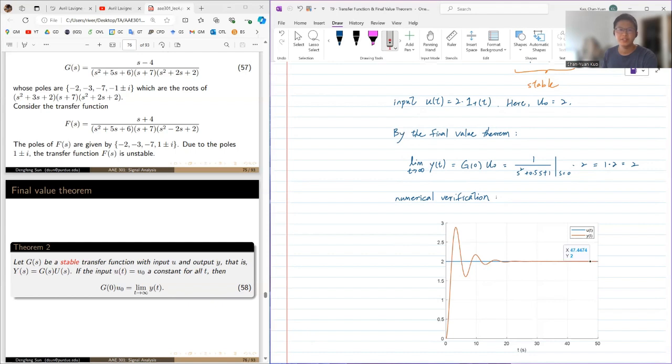And let's verify this result with a numerical simulation. Here is a graph that shows the input and the output of the system. The input is represented by the blue line, and the output is represented by the orange line. And you can see that the input is a step input with a scaling constant equal to 2. And the output converges to 2 as time goes on, which matches our previous analysis.